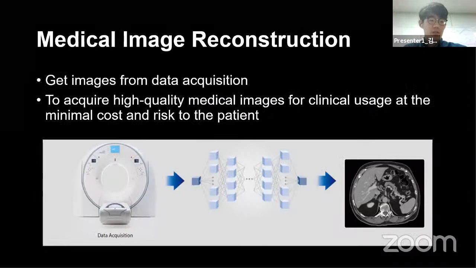There are a lot of fields where deep learning can be applied in medical imaging. Among them, I'm going to talk about deep learning for medical image reconstruction especially. Medical imaging starts with obtaining data of an object from a machine. Medical image reconstruction is a series of processes from acquiring data to getting final images. The main purpose of medical image reconstruction research is to acquire high-quality medical images for clinical usage at minimal cost and risk to the patient.